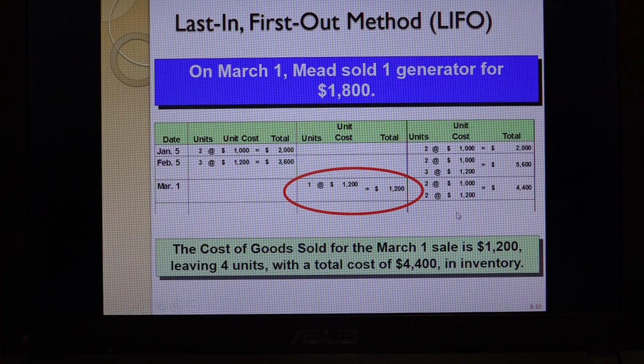And so here, our unit cost is higher by $200 than FIFO, which makes our ending inventory lower by $200. Means our gross profit is $200 less under LIFO.